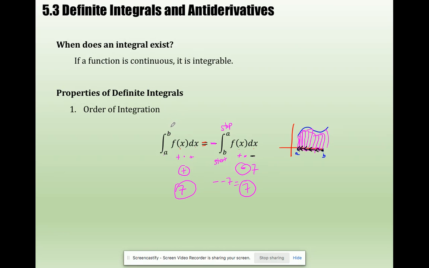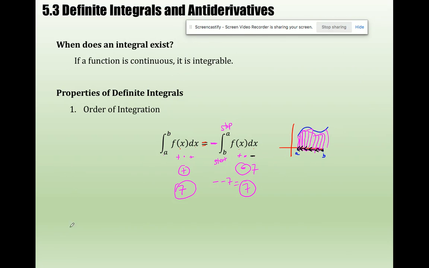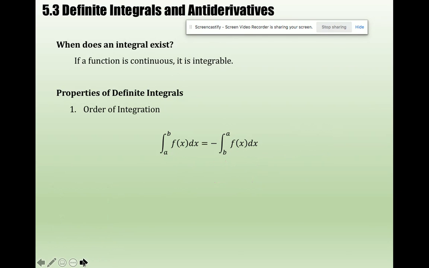so what this says is if you want the same value out of an integral, but you want to change the direction in which you integrate, you can do that as long as you pay the price with a negative out front. Crazy, right? This is a highly useful property.